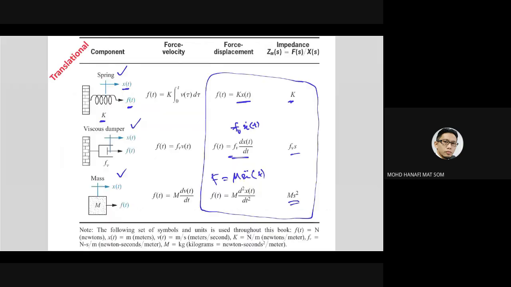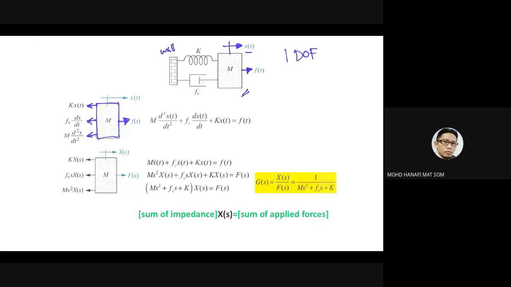When you see this table, you have the force-displacement relationships. For the spring it is Kx(t), for the viscous damper it is fv x dot (t), and for the mass it is M x double dot (t). We use these force-displacement relationships in this example. So for the spring we have Kx(t), for the damper we have fv x dot (t), and for the mass we have M x double dot (t).